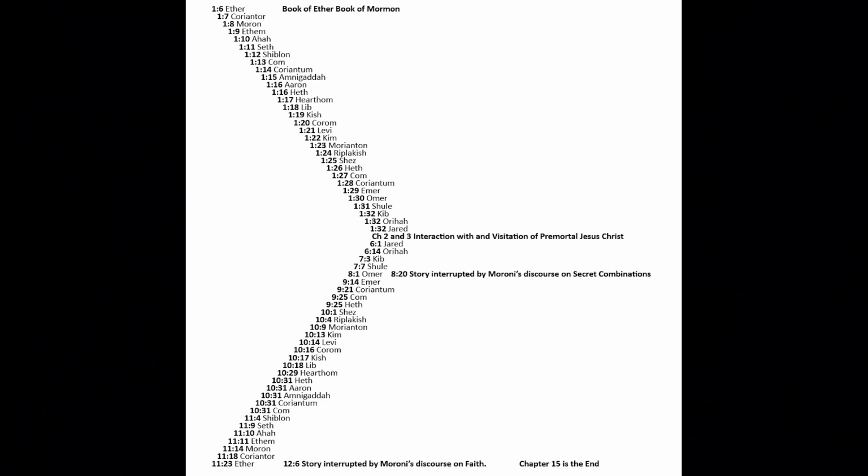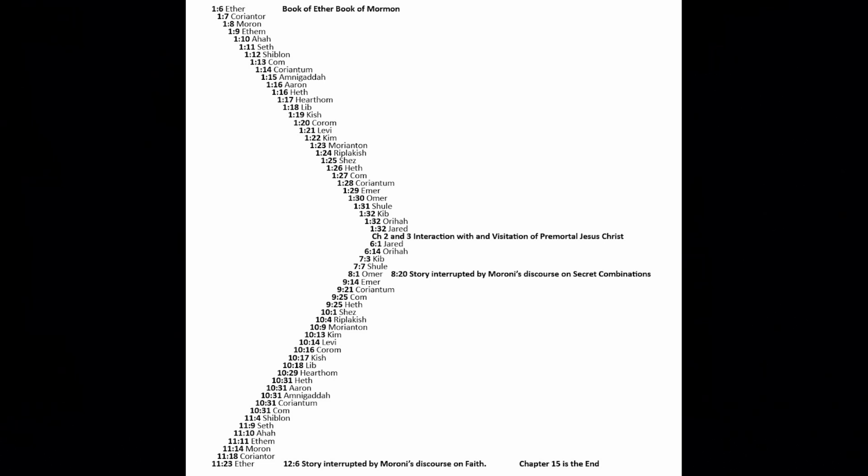And Moroni says he's taking this account directly from the 24 plates that were found by the people of Limhi. So the record of Ether is written down in a succinct pattern on these 24 plates, and then Moroni is directly lifting that record from those plates. And then the rest of the Book of Ether, in reverse order, repeats the entire story of these individuals.